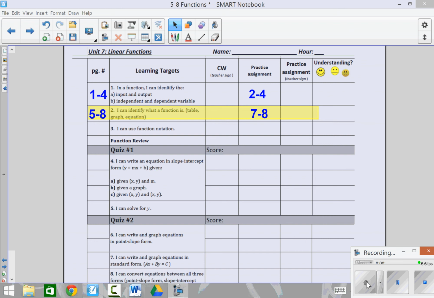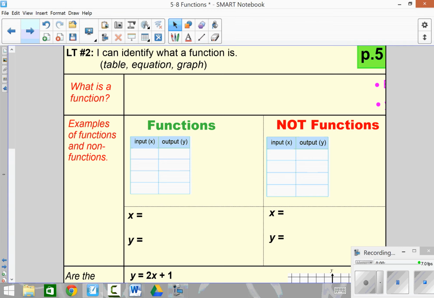All right, welcome back. This video is for the second learning target of our unit, and it begins on page 5. Go ahead and turn to page 5. Learning target today is I can identify what a function is. In the lesson before this, we talked about the definition of what a function was. So today we're going to identify if a specific table, a specific equation, or a specific graph is actually a function. Okay?